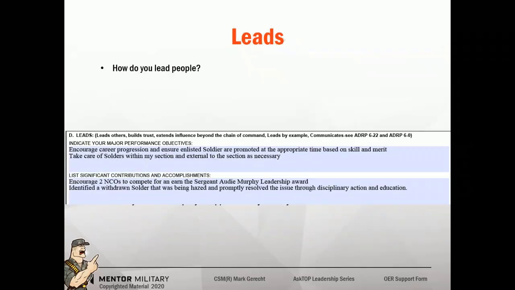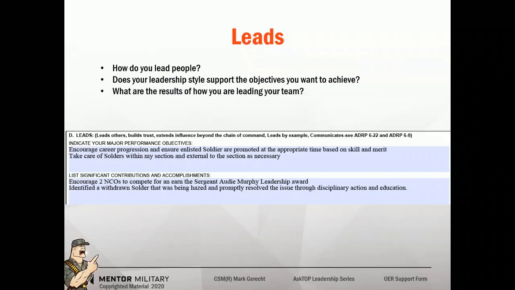Leads. How do you lead people? Does your leadership style support the objectives you want to achieve? What are the results of how you are leading your team? How do others view your leadership style?